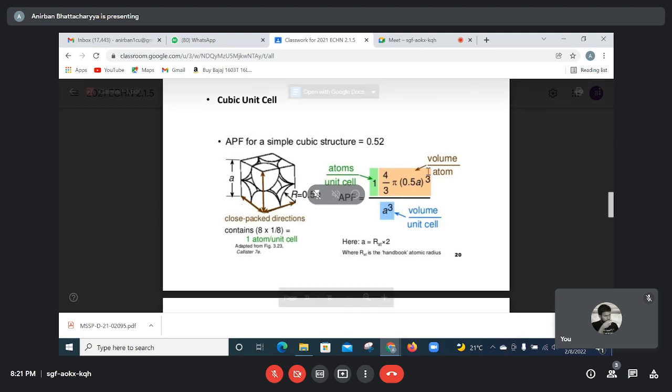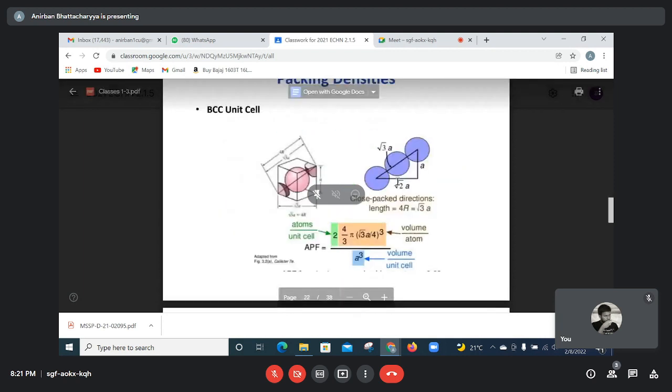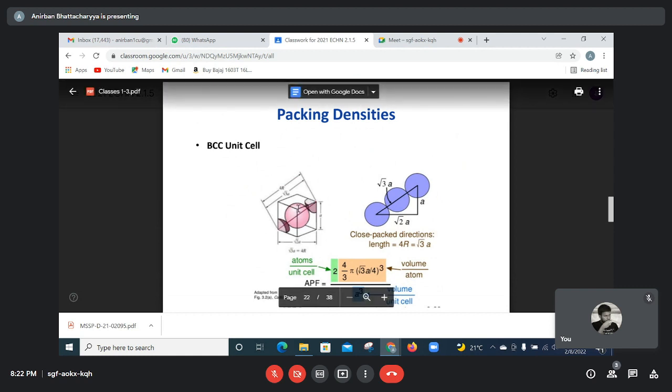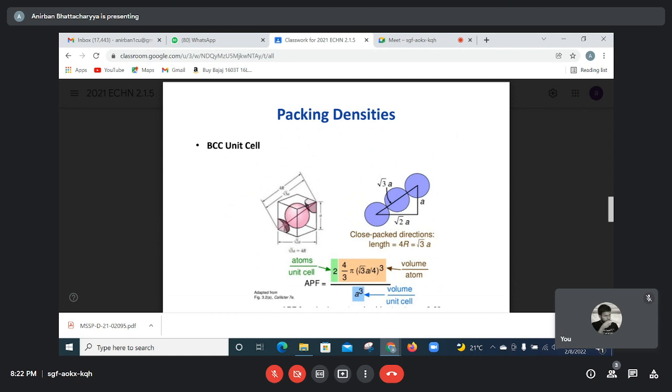Similarly, you go to the BCC, similar kind of math, and you get another number. Here, the atoms are touching each other along the body diagonal. Can you see that? So the body diagonal is how much? Root 3 a. And how many atoms are sitting? 3 of them. So from there, you do the math, and then you come up with the packing fraction.